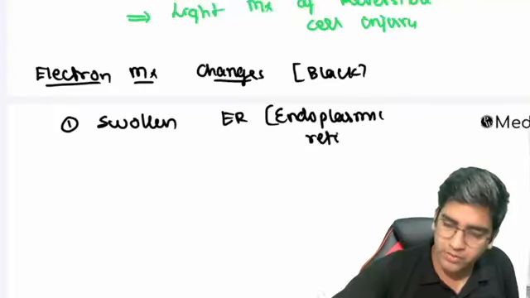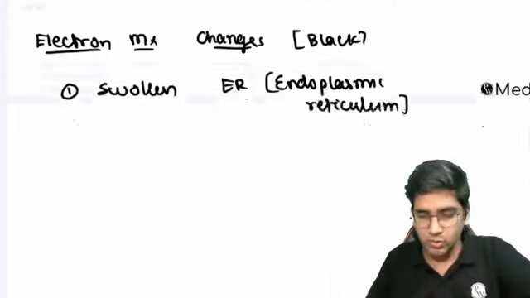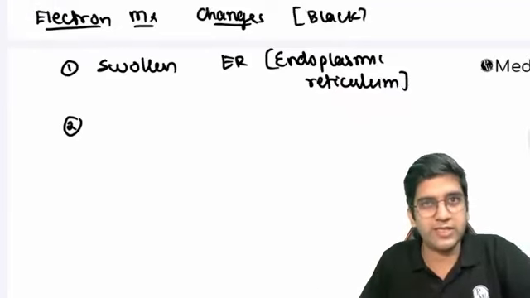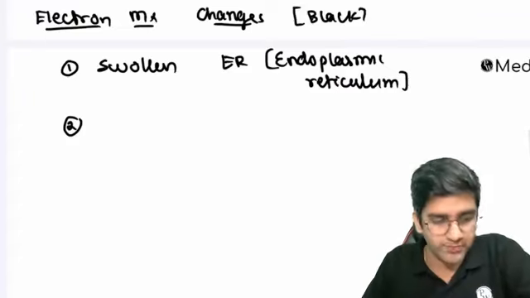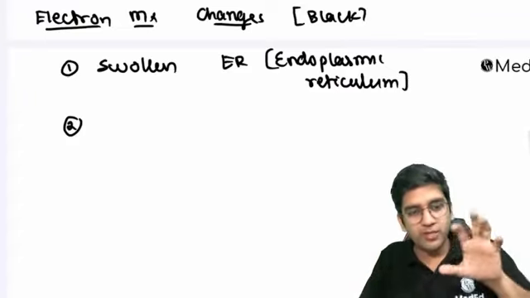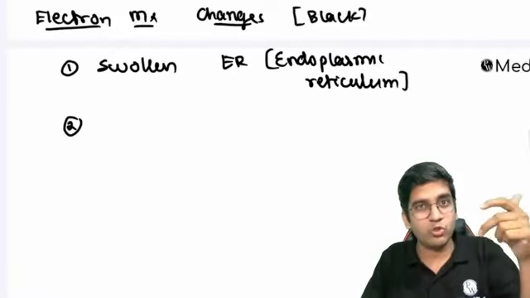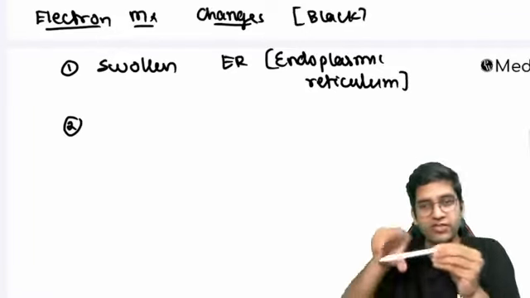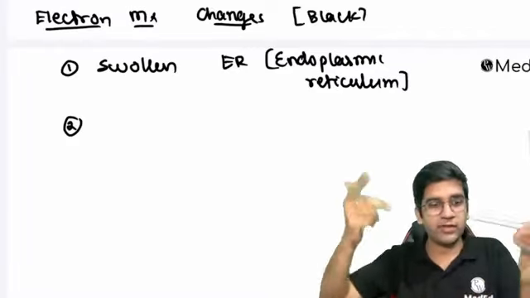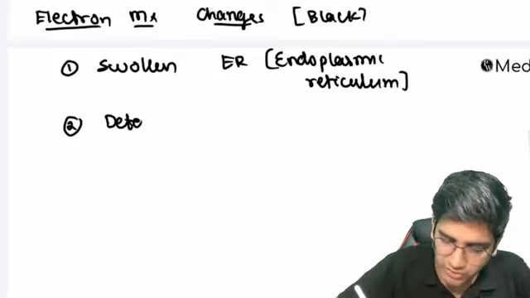There are two types of endoplasmic reticulum, one rough, one smooth. What does the rough have? Rough endoplasmic reticulum has ribosomes, right? When the endoplasmic reticulum swells, can I say that in the rough endoplasmic reticulum the ribosomes will be lost? It will be, because they are stuck on top of the endoplasmic reticulum. When this swells, automatically they will be gone, right? The second finding for me is detachment of ribosomes.